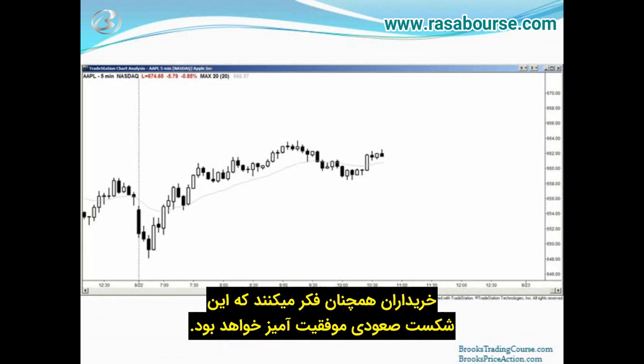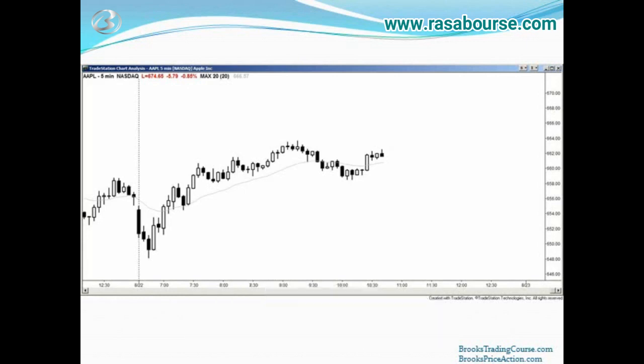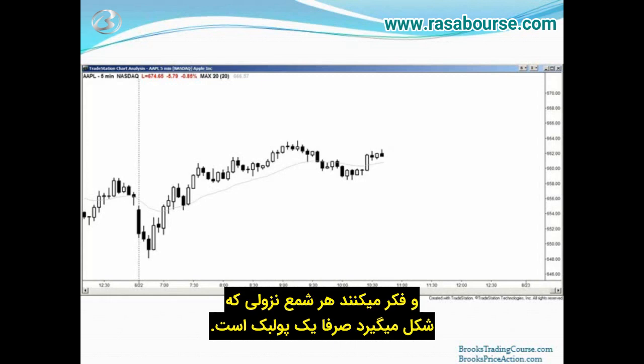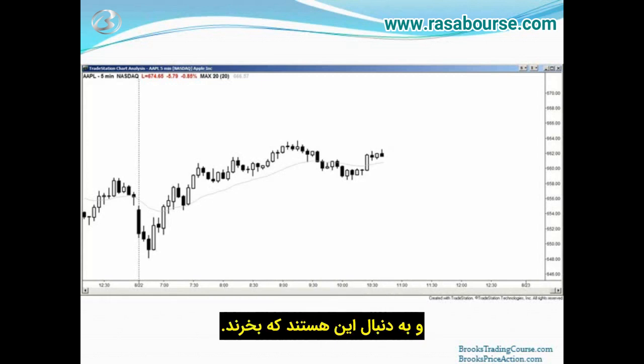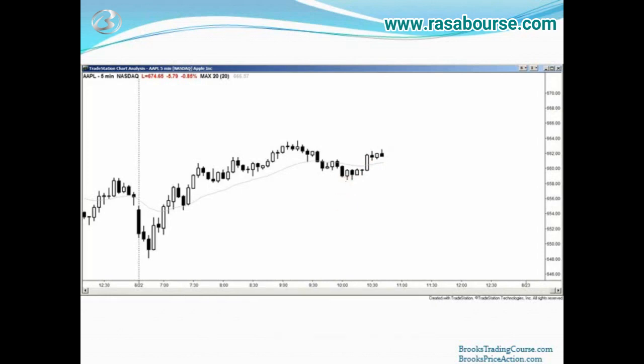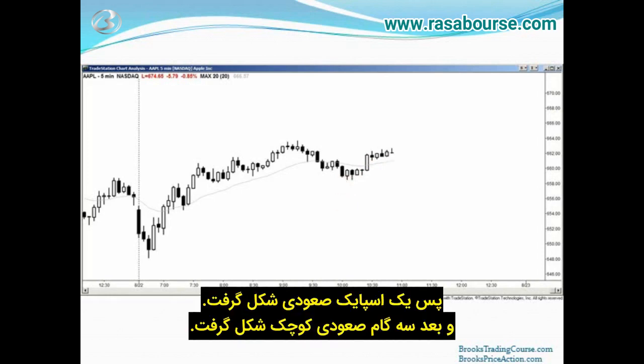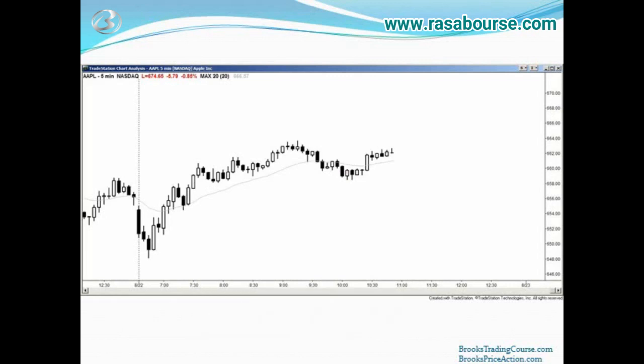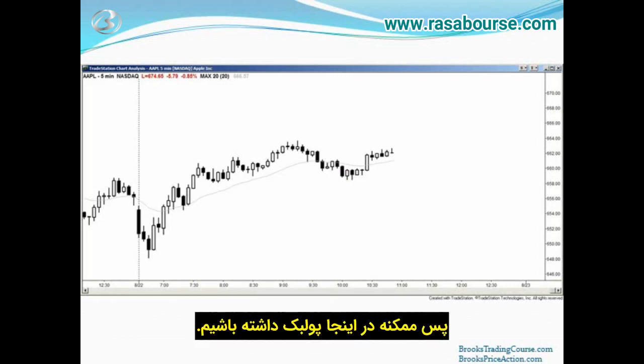The bulls still think the breakout will succeed, and they think any sell-off here will be simply a pullback from this breakout, and they'll look to buy. Their stop might be below the low of this bar, might be below the recent higher low. Now we got a spike, that little spike, and now we have 3 little pushes up. So we might get a pullback here.